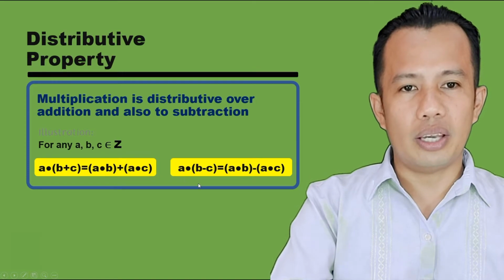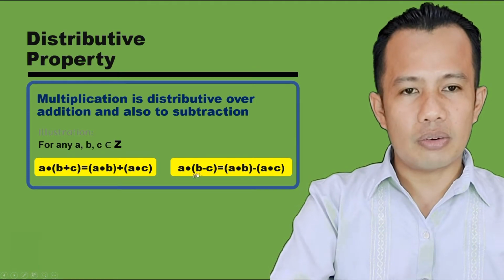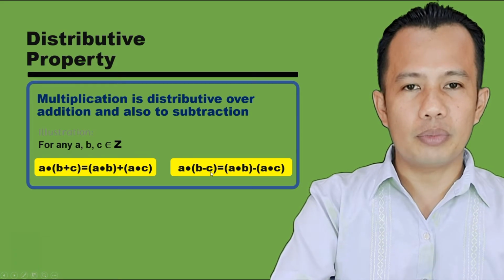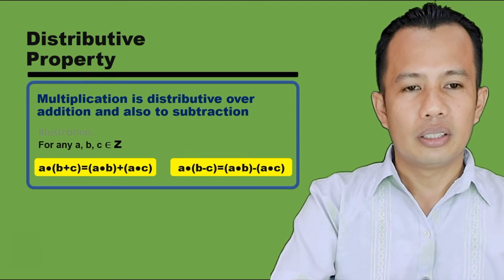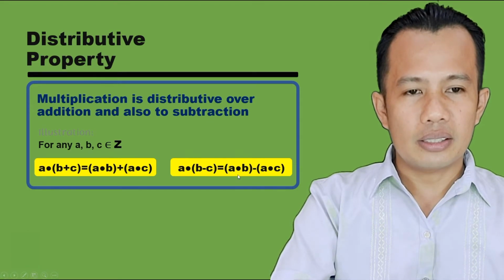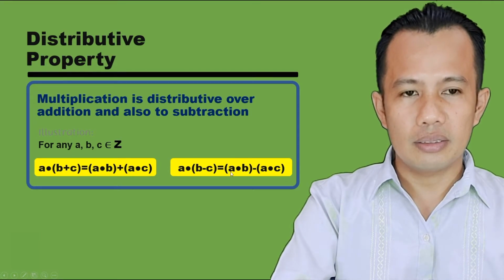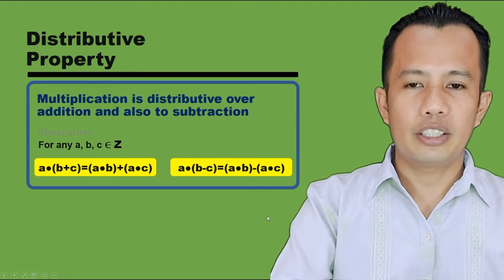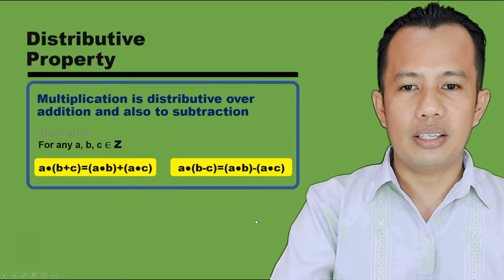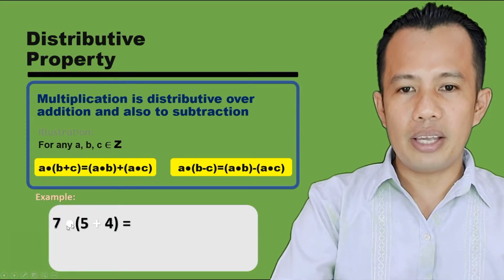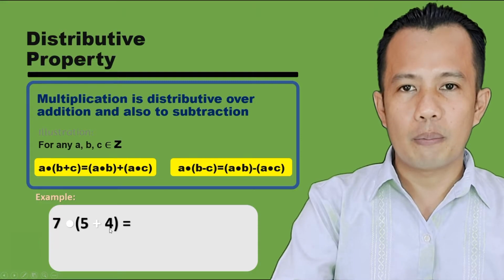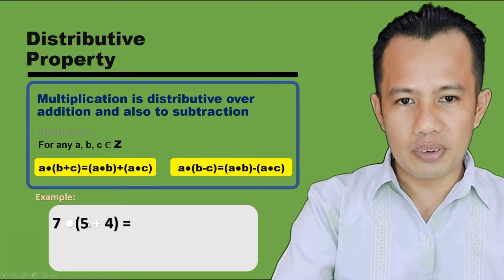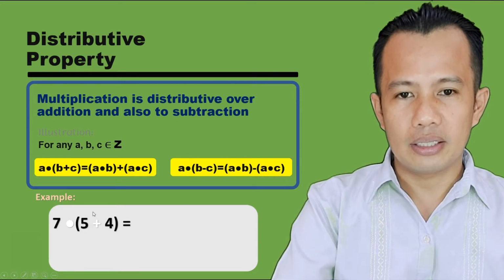This is also true in subtraction. A times the quantity B minus C, by virtue of the distributive property of multiplication over subtraction, will become A times B, its quantity, minus A times C. To further understand this, let's see this example. 7 times the quantity of 5 plus 4. By distributive property, this should be equal to 7 times 5 and 7 times 4.